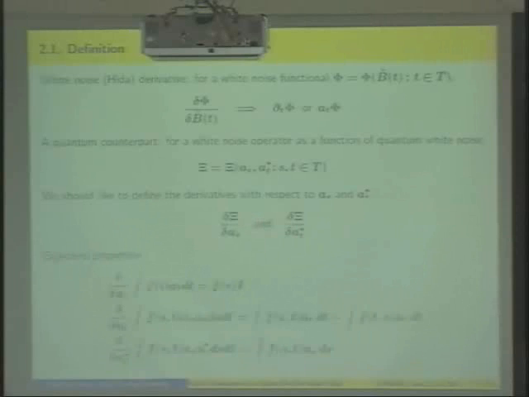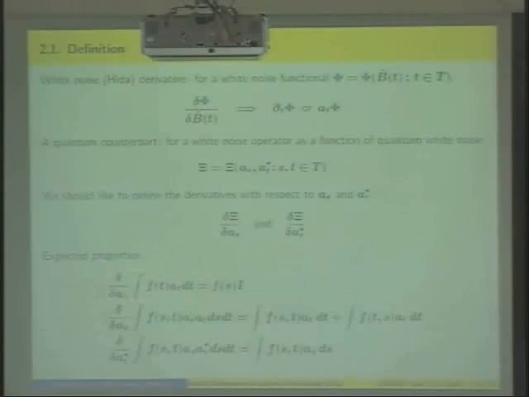And of course, people can imagine what kind of action should be expected. For example, this one. This is a linear combination of annihilation operators. T is a continuous parameter, but you can think of just a summation of F of T, where T runs over some numbers. Then this is a linear function.